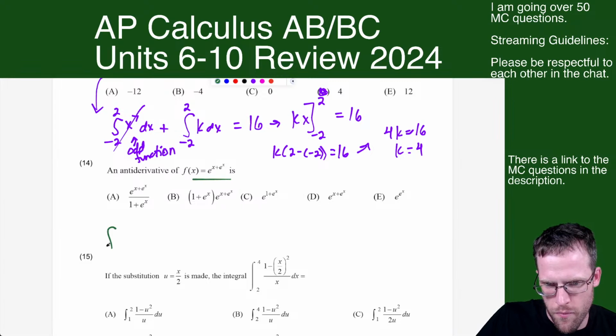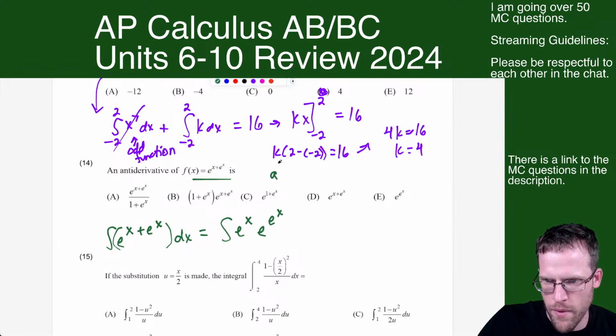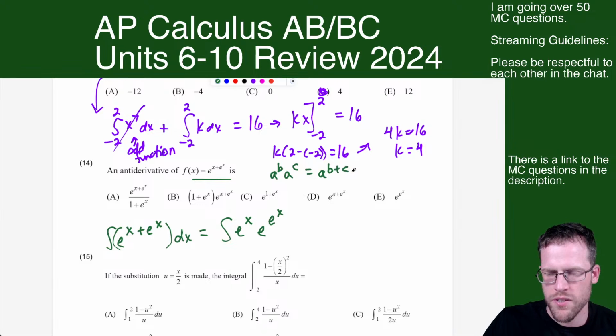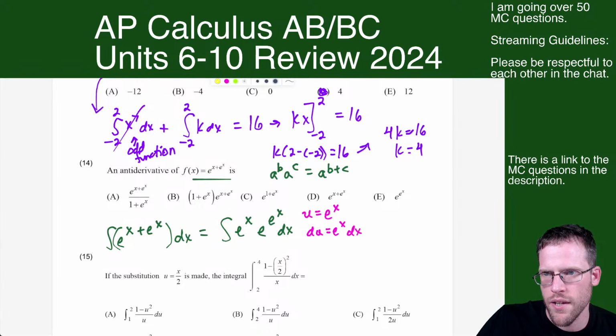Antiderivative of this. All right, so e to the x plus e to the x is equal to the integral of e to the x times the integral of e to the x. So law of exponents from algebra, back when life was easy, is going to give us this. And from here, I'm doing that rule backwards, because now this allows us to do a U-substitution. I'm going to say u equals e to the x. So then du is e to the x dx. And now I'll highlight e to the x dx. I'm going to call this du.